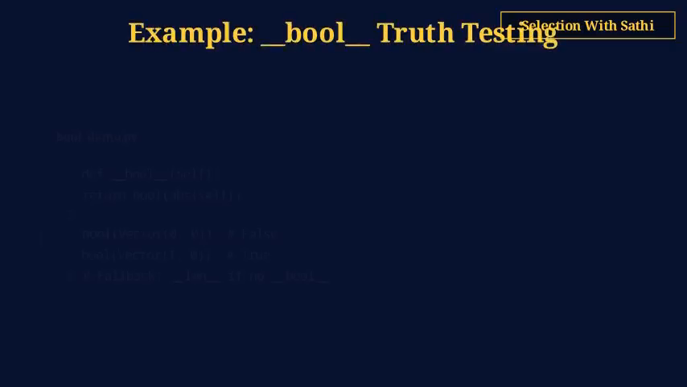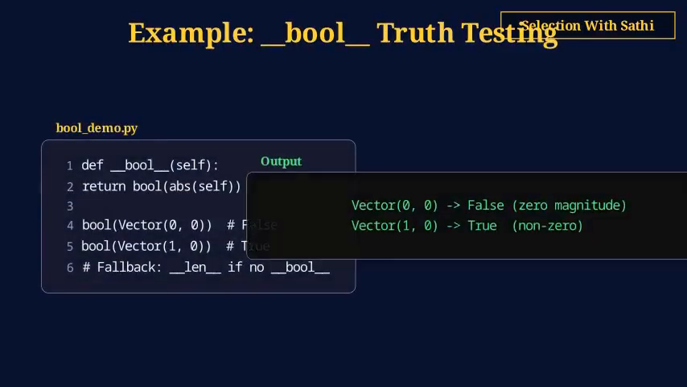For Boolean behavior, we implement __bool__ on our vector. It returns bool of abs of self. So a zero vector, Vector(0, 0), has magnitude 0 and is falsy. Vector(1, 0) has magnitude 1 and is truthy. Without __bool__, Python would call __len__ as a fallback. If neither exists, objects are always truthy by default.